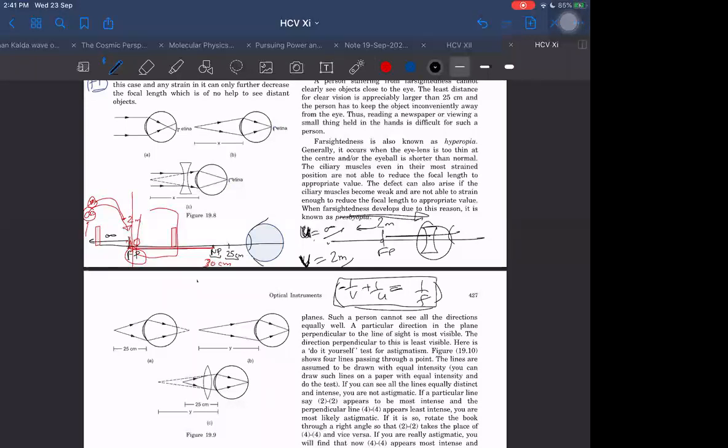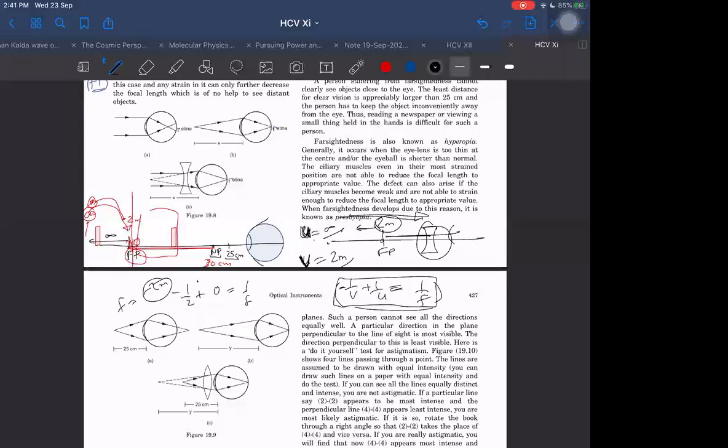Minus 1 by 2 plus 1 by infinity, which is 0, is equal to 1 by F. So what is F coming out to be? F is coming out to be minus 2 meters. It is very easy to remember actually. If our far point is 2 meters, then the corrective focal length required is minus 2 meters. So simple. Far point is 2 meters, then corrective focal length required is minus 2 meters.